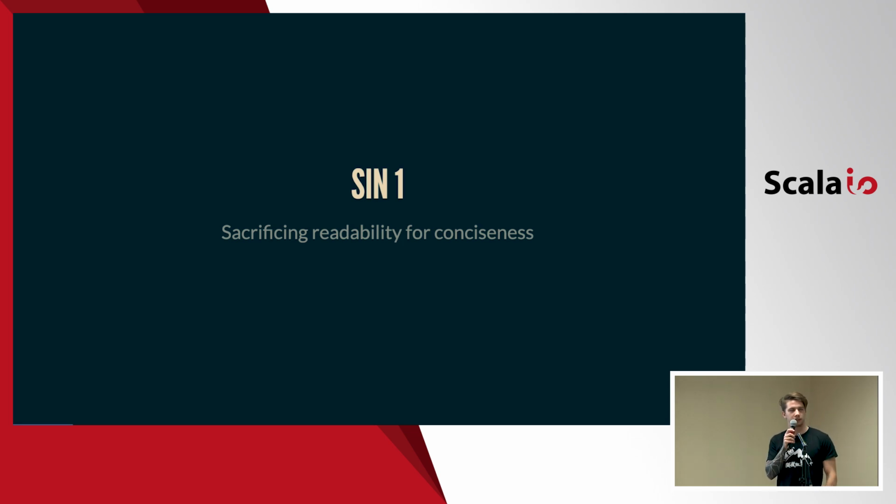So the first one is sacrificing readability for conciseness. And with a language like Scala that has a lot of features that give you the ability to type fewer characters, write less code, and have more functionality than in, for example, Java, it's really easy to forget about the readability of our code. So what does it look like when you sacrifice the readability of your code?